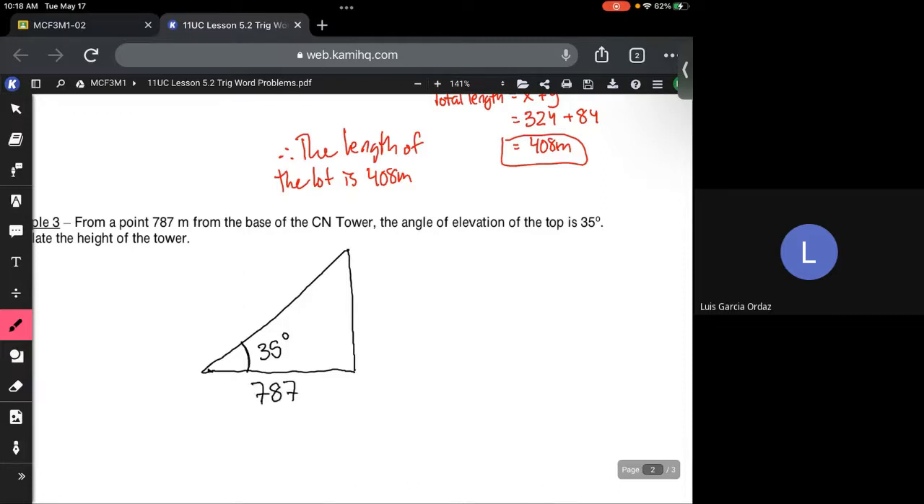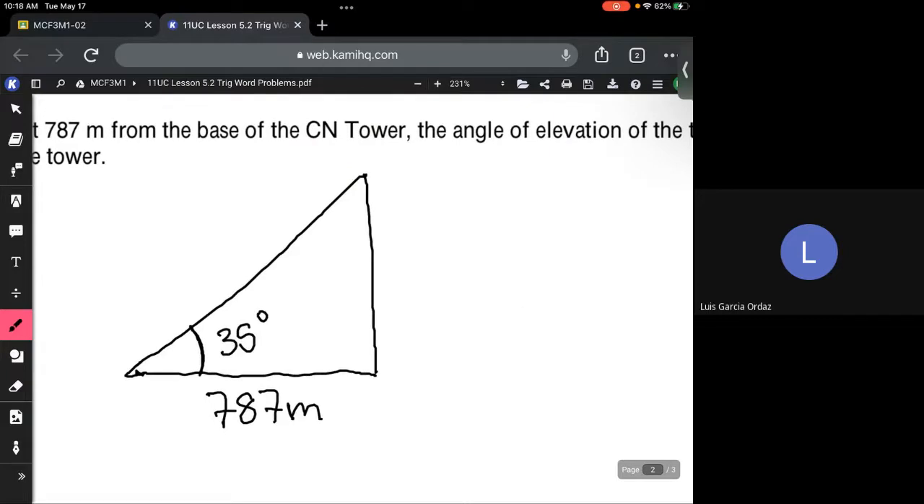Wait, where did you find that 787? It's in the first part of the question. Oh, I was in the wrong part. And what's the question asking us to find? The height. So where's my height going to be? Yep, the one that's straight up.